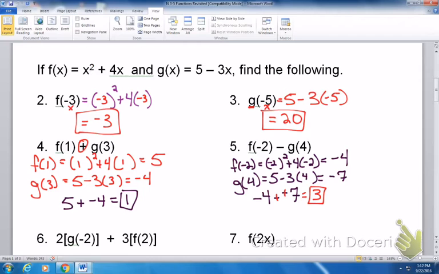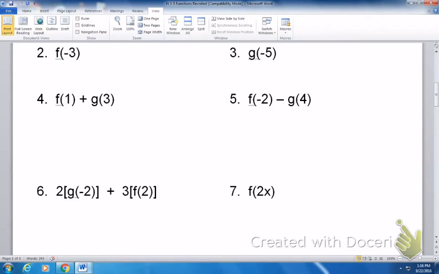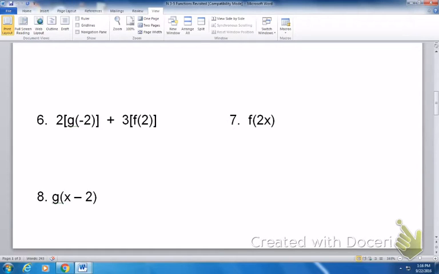Now, 6 and 7 are a little bit new, so is 8. Let's look at those real quick. Now, we still are doing kind of the same stuff we did in the last problem, but this time we're going to have to do another step. First, we have 2 times g of negative 2 plus 3 times f of 2. So, guys, the first thing we need to do is find g of negative 2.